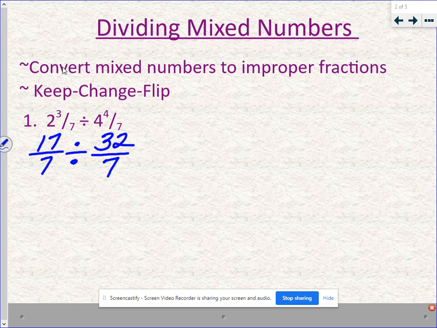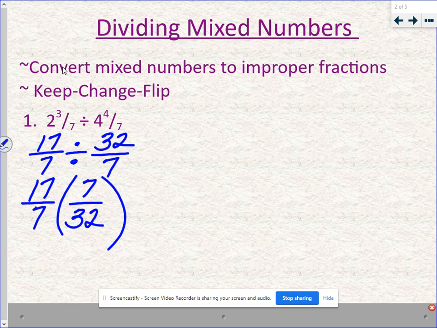Now it's time for keep, change, flip. So we have 17/7 multiplied, and now we take the reciprocal. And now it's time to cross cancel or cross simplify. 7 goes into itself once, 7 goes into itself once.